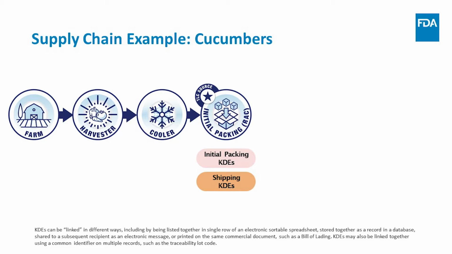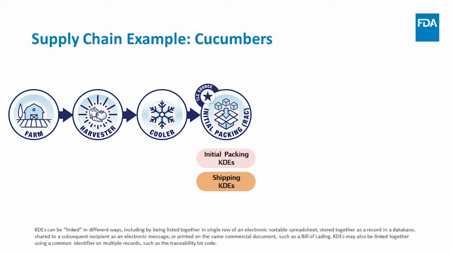Next, the cucumbers are sent to a packing house to be packed. This is the first time the cucumbers will be packed, so the packing house is considered the initial packer. As the initial packer, the packing house must maintain key data elements related to their packing of the cucumbers. These KDEs include information about the harvesting and cooling of the cucumbers. The packing house will have that information because it was sent by the harvester and cooler, as discussed on the previous slide. The initial packer must also assign a traceability lot code, or TLC, to the fresh cucumbers.